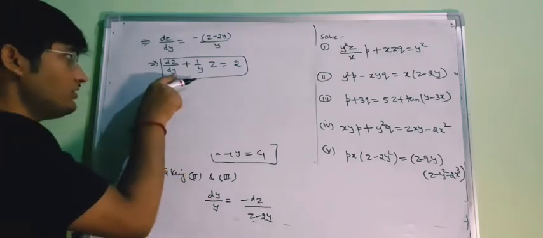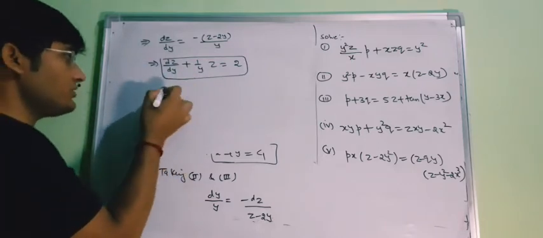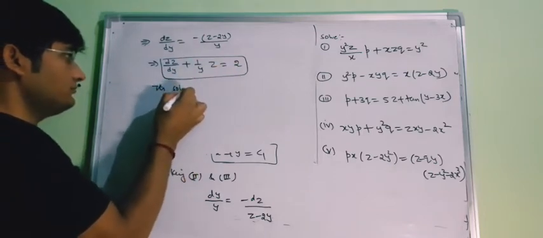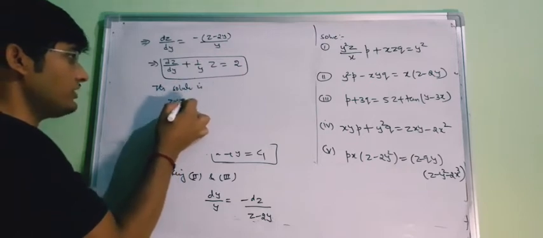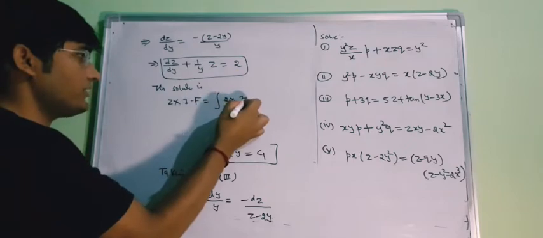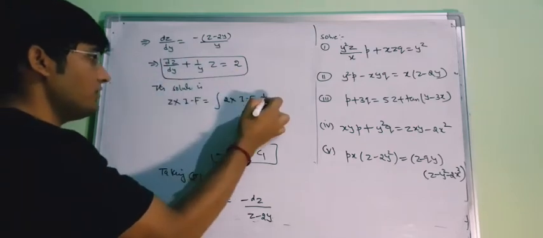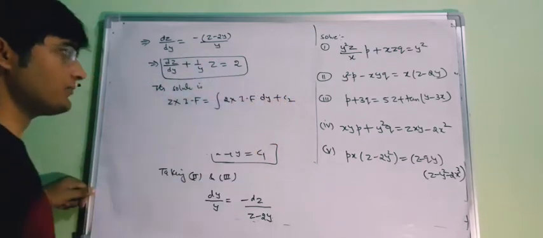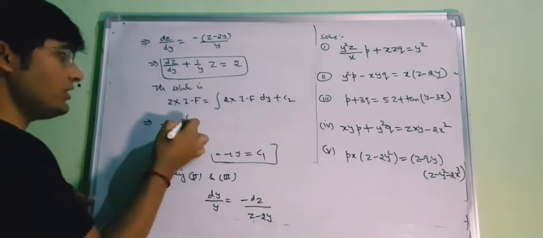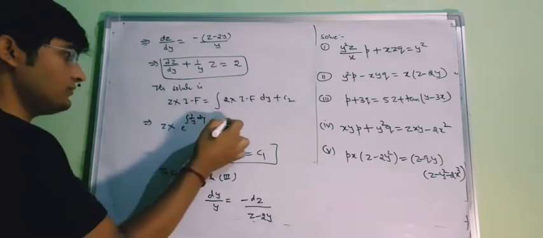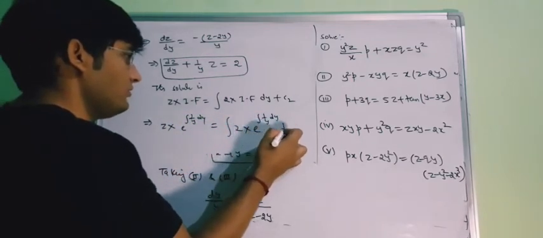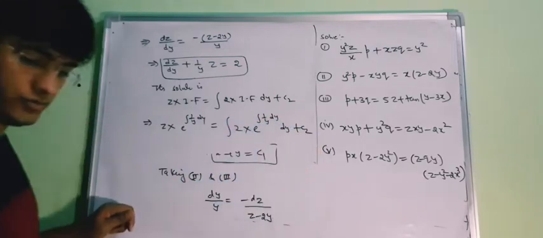So if this is a linear differential equation of first order first degree, then its solution is z into integrating factor equal to right hand side into integrating factor, then integration with respect to y plus some other constant, say c2. So integrating factor will be e to power integral of 1 upon y dy, and 2 times integration of 1 upon y dy, then plus some constant of integration, say c2.